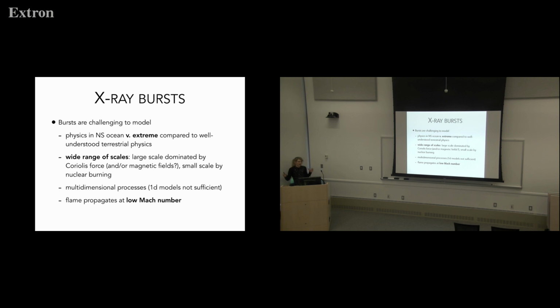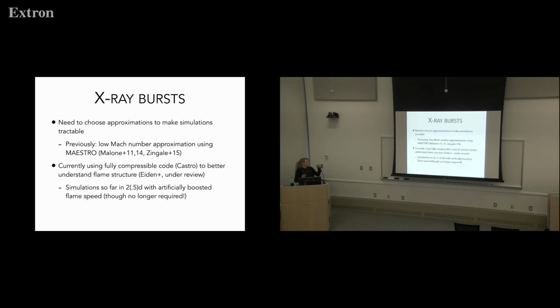Although the flame is traveling at, I think, around 10 to the 5 centimeters per second, which is very fast, it's still a lot less than the sound speed of the fluid, just because the fluid is so extreme. So in order to make these simulations tractable, we have to use certain approximations. Previously, using the previous iteration of Astro, people at Stony Brook used the low Mach number approximation to model these type 1 X-ray bursts.